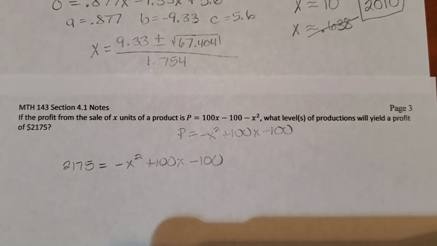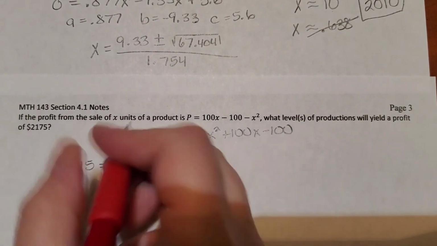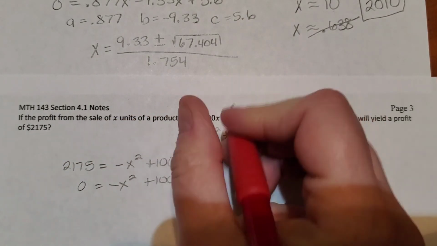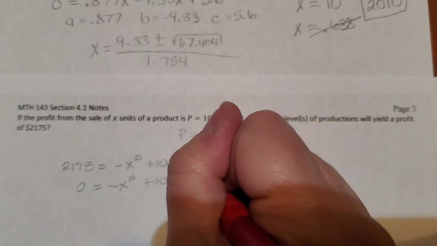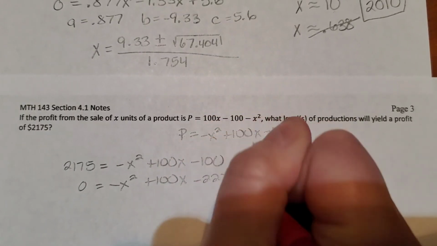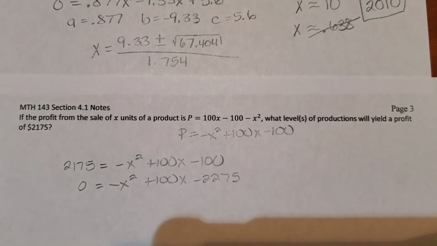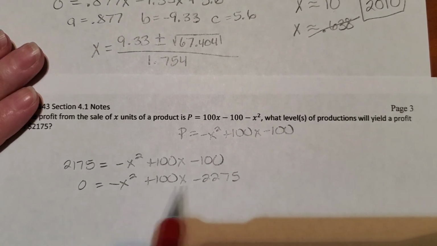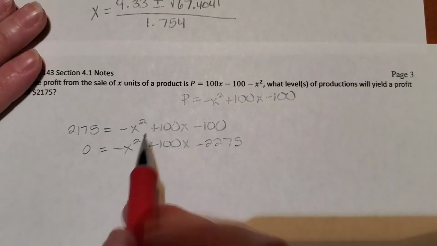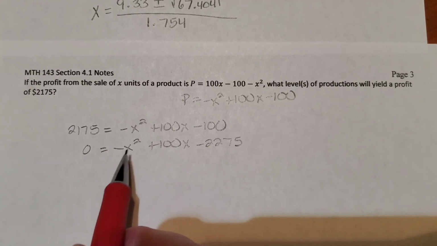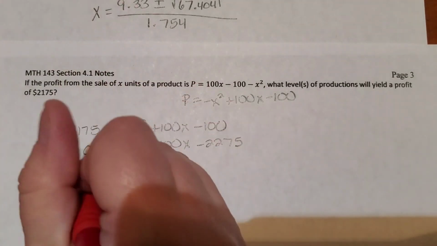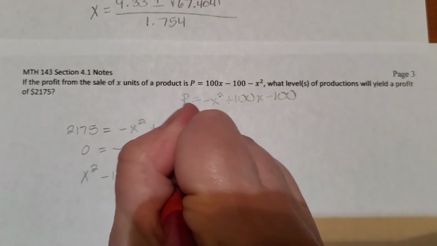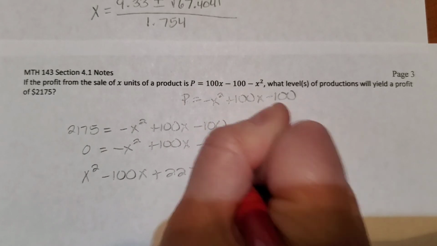We know we got to get it equal to 0 first. So we can move the 21.75 over. So we get negative x squared plus 100x minus 22.75. And then if we're going to try to factor it, we probably want to divide the whole thing by a -1 or move everything over to the left, either way, so that that x squared becomes positive. And so when we do that, we end up with x squared minus 100x plus 22.75 is equal to 0.